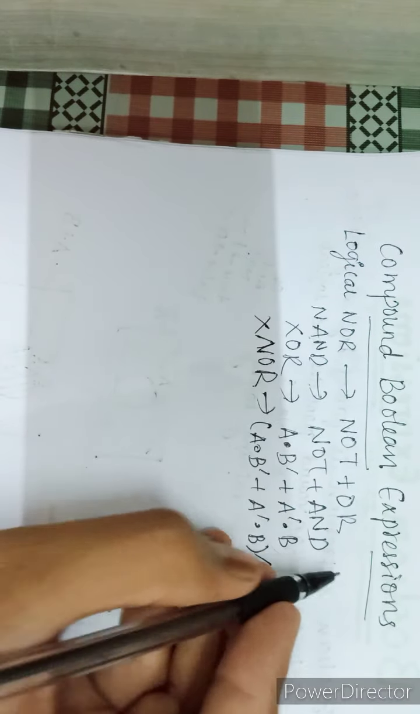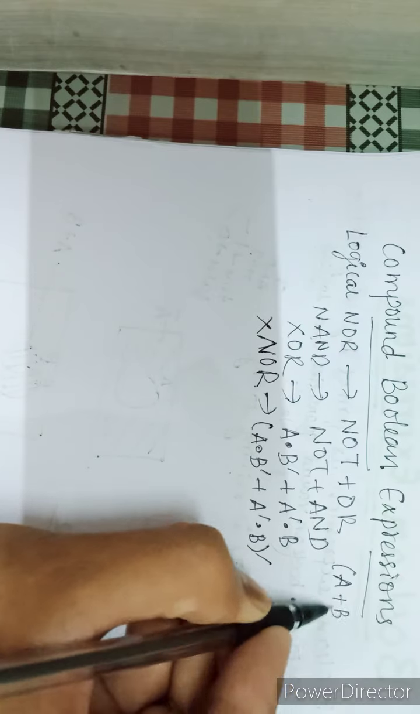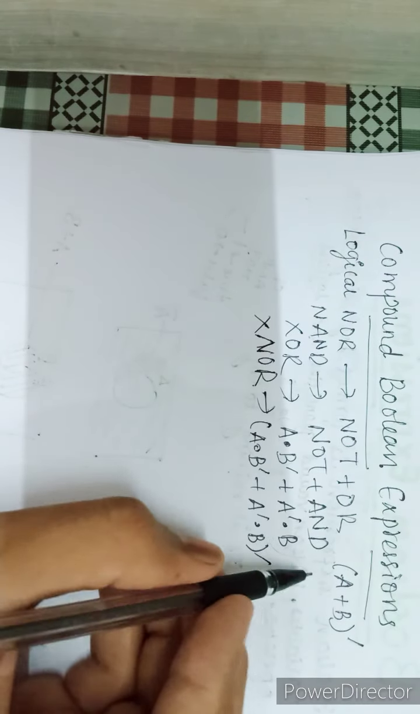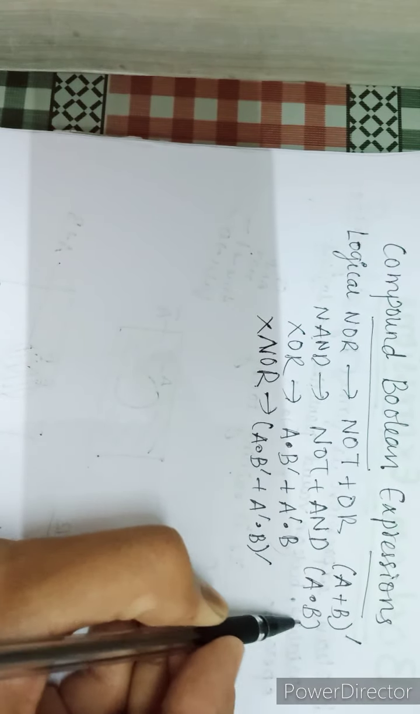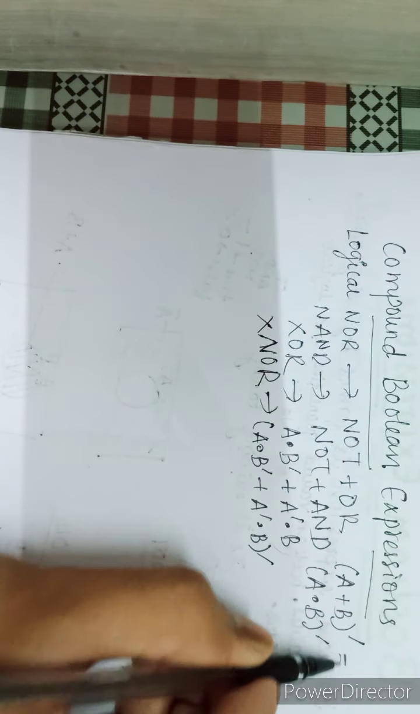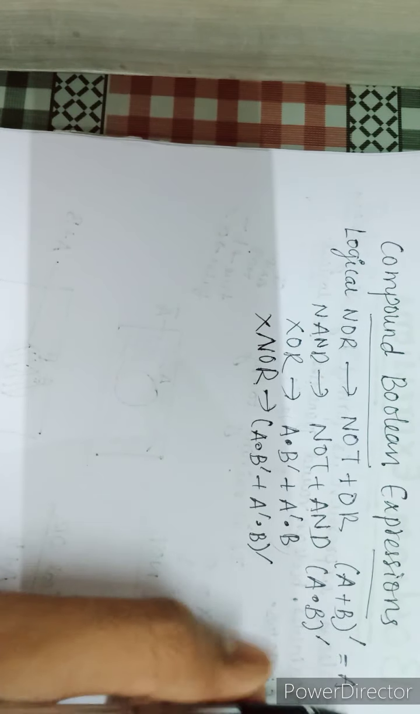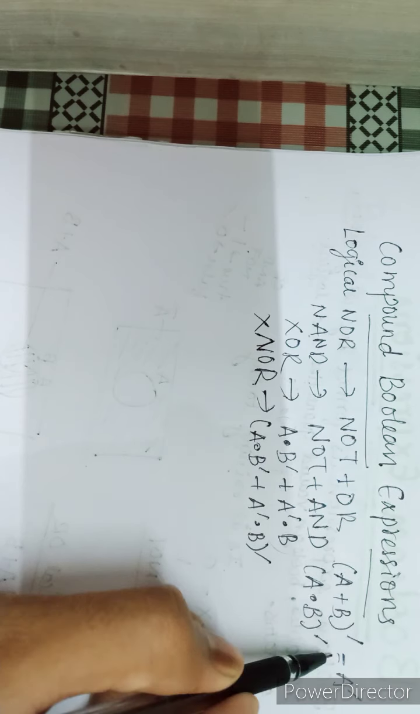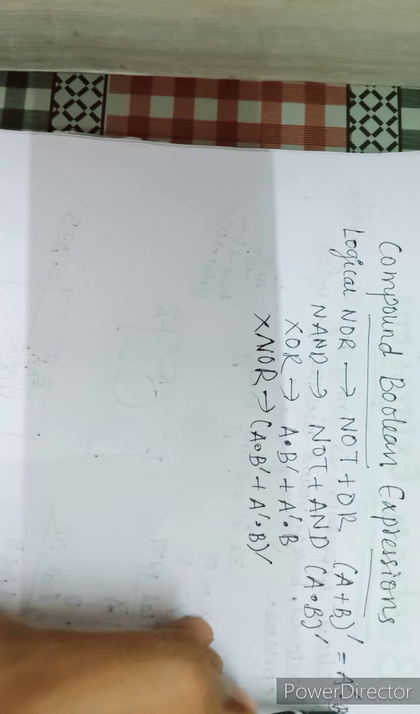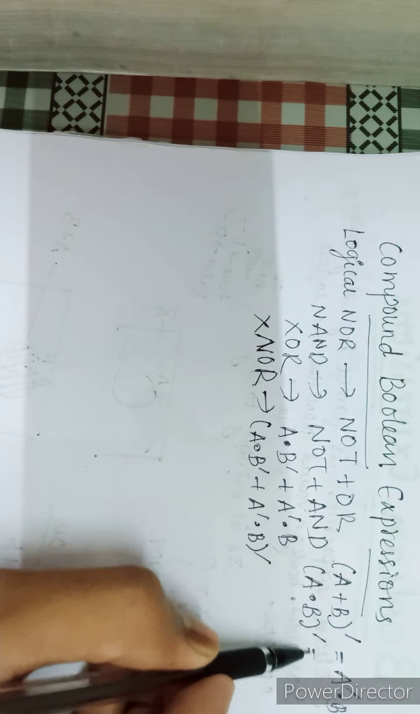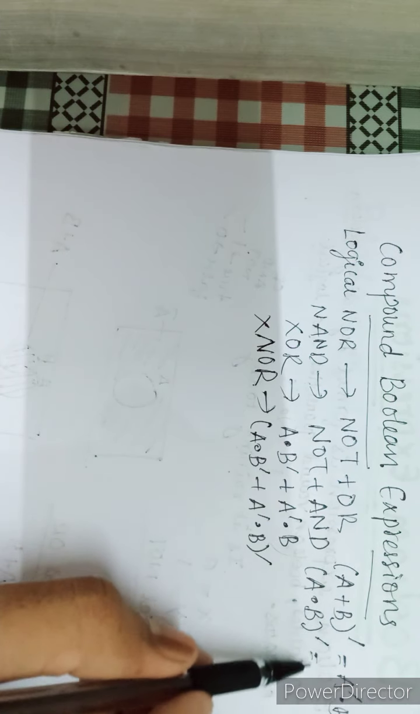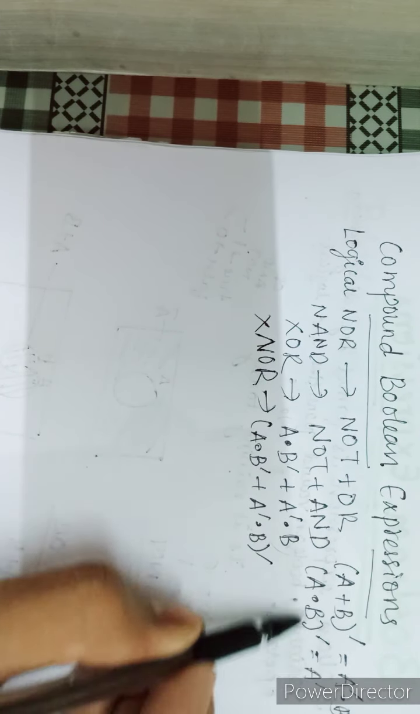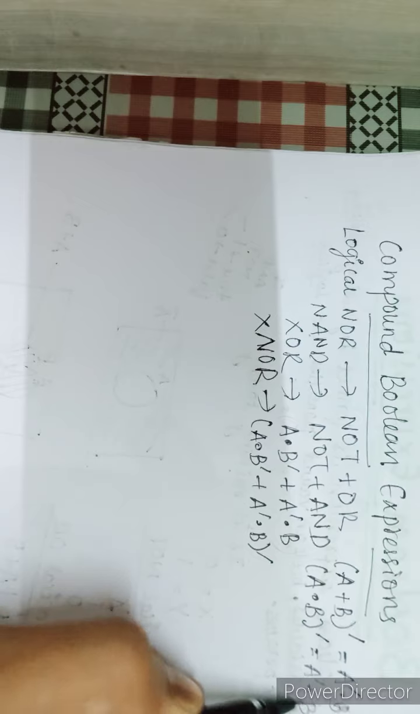So the negation of XOR is (A dot B bar plus A bar dot B) whole bar. Logical NOR can be represented as (A plus B) whole bar. Logical NAND can be represented as (A dot B) whole bar, which by De Morgan's law can be written as A bar plus B bar, where the dot changes into plus. Similarly, (A plus B) whole bar is A bar dot B bar by De Morgan's law. Now we will see the Venn diagrams and truth tables for logical NOR, NAND, XOR, XNOR.